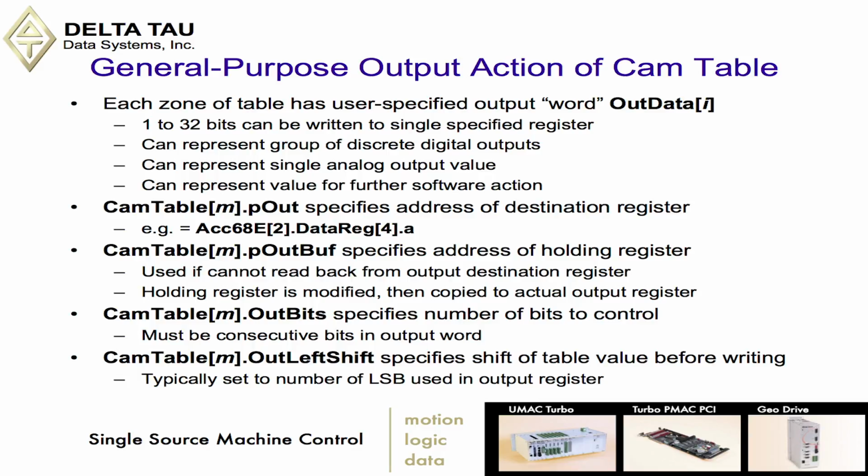And then out bits specify the number of bits to control. It must be consecutive bits in the word. And then we have a left shift that specifies a shift of the table value before writing, which is typically set to the LSB used in the output register, the number of the LSB in the output register.